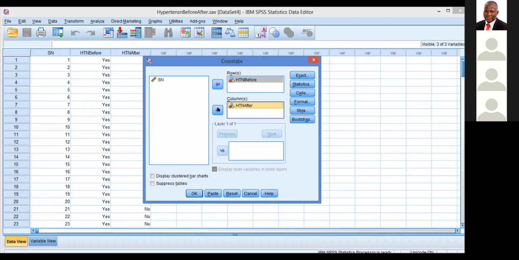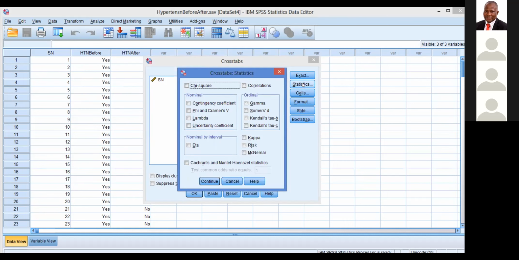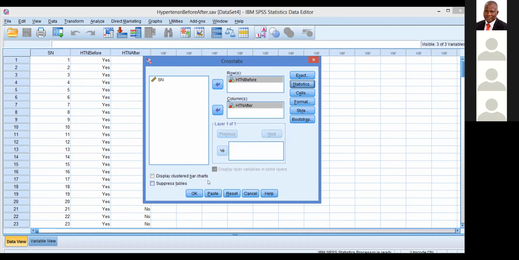Yes, that's great. Go to statistics. You see McNemar. Can you see it down on the left side? McNemar. Yes. Continue. You don't need to bother yourself about the cells, because you don't need the percentage per cell. It's not applicable here. It doesn't make sense here. Click OK.